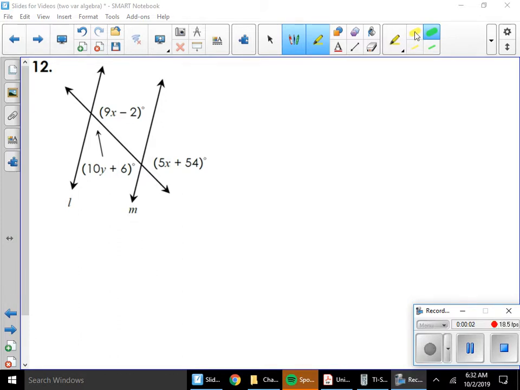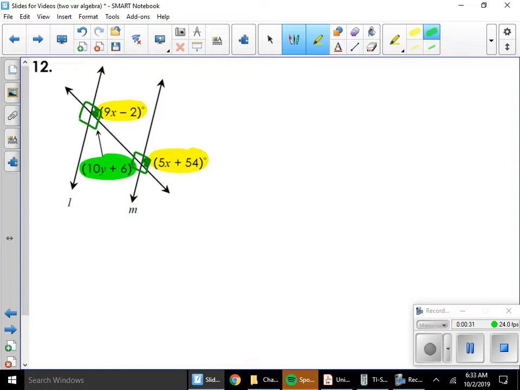Looking at one last two-variable example, notice I have two angles with x expressions in their measure and one angle with a y expression in their measure. So we want to start by setting up an equation with just x's. And this one's easier to see if you go ahead and draw in that extra box because those x expression angles are corresponding. If you draw in that little extra box, these are both in the upper right-hand corner of that box. They're in the same position.